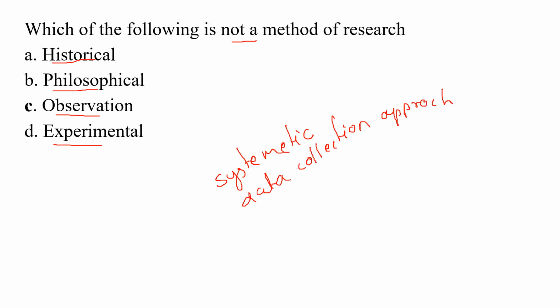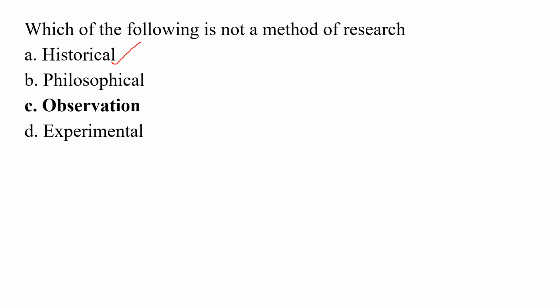Researchers use all of their senses to examine people in a natural setting or a naturally occurring situation. Observation of a field setting involves the social situation. So here the historical, philosophical and experimental are types or methods of research, but observation is not a method of research. So the correct answer is option number C.